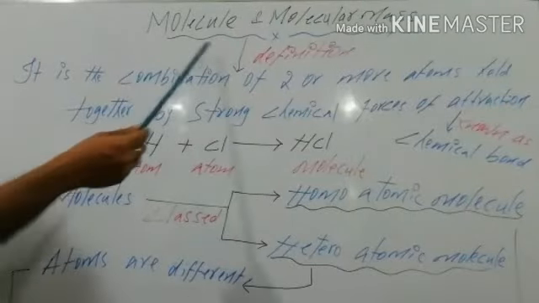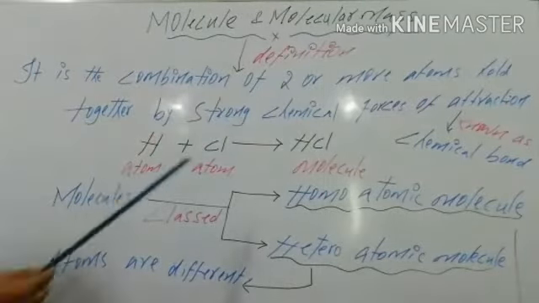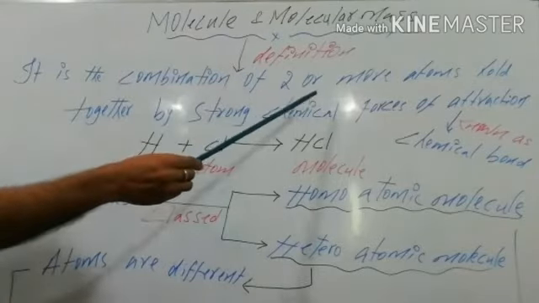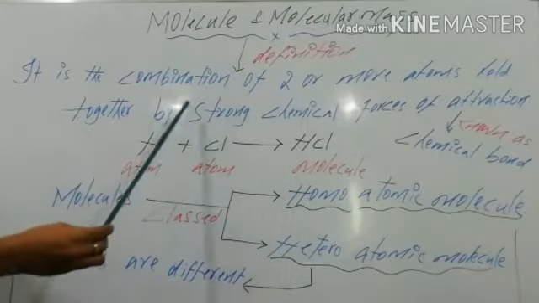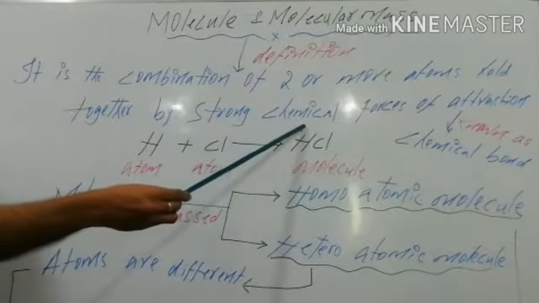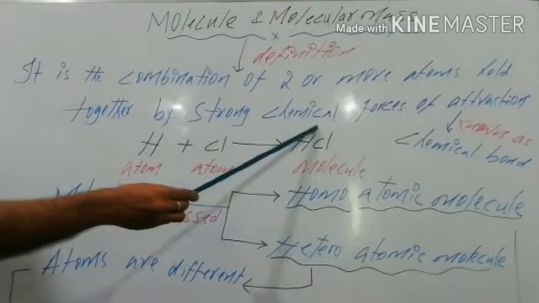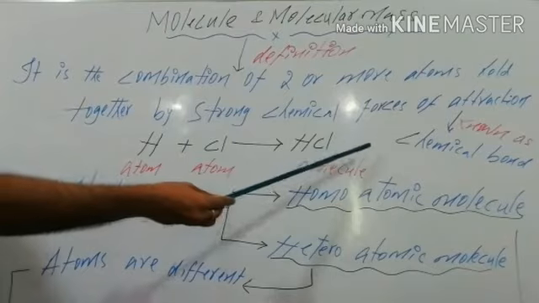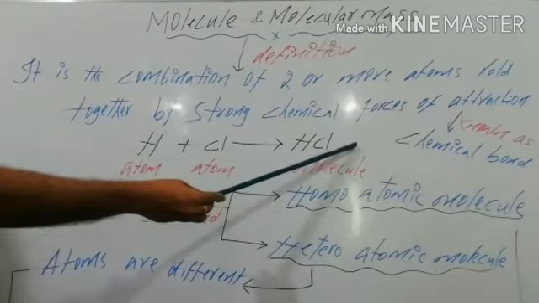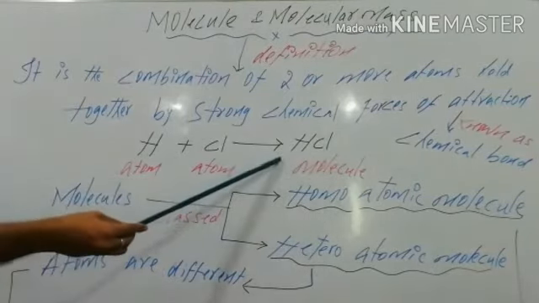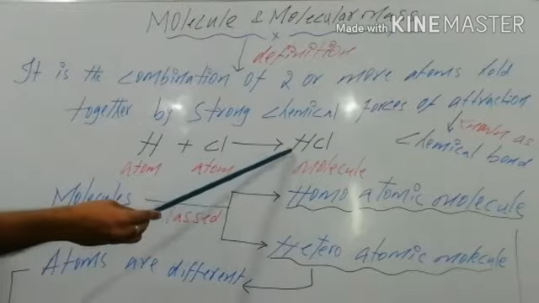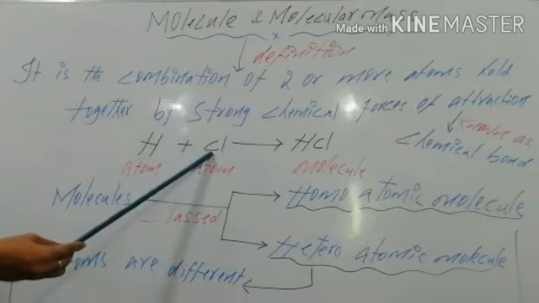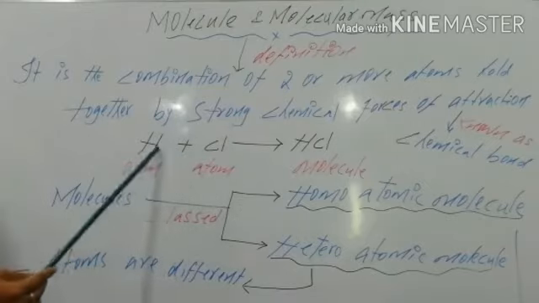Molecule and molecular mass. Definition: a molecule is the combination of two or more atoms held together by strong chemical forces of attraction. These strong chemical forces of attraction are also known as chemical bonds. Example: hydrochloric acid. Hydrogen is an atom and chlorine is an atom, which are combined together to form hydrochloric acid.